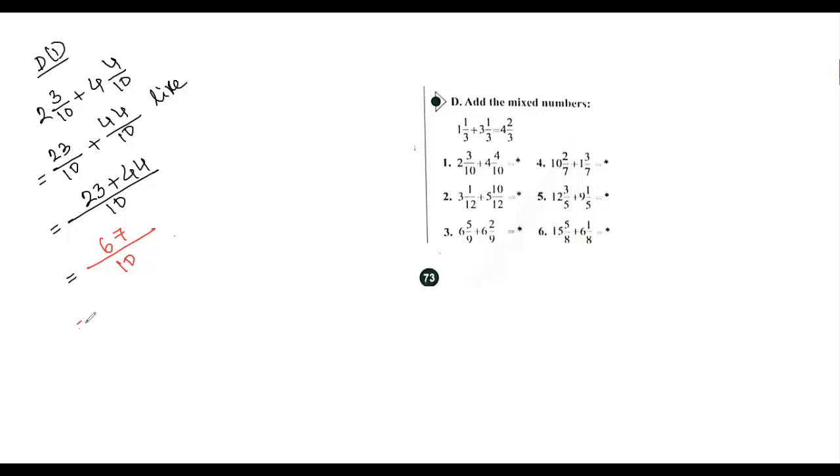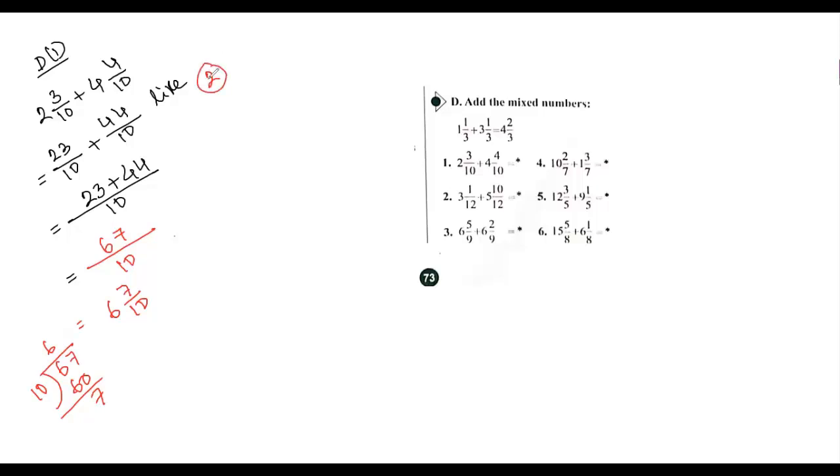67 by 10. Now, if I want to convert 67 by 10 into a mixed number, we will get 6 10s are just 60, remainder is 7. So 6 whole 7 by 10 will be the final answer of D1.